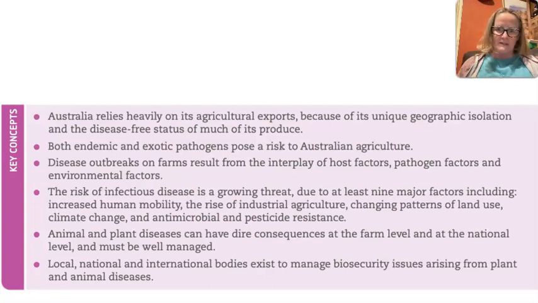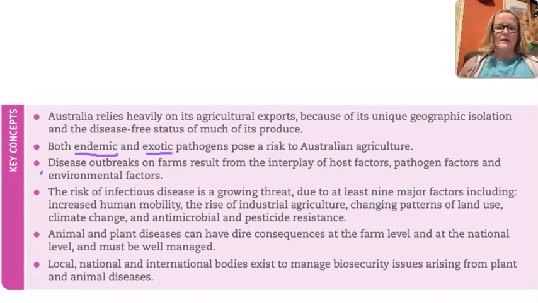So there are risks when it comes to thinking about Australian agriculture, both risks of diseases that already exist here and that might come in. So we need to be really careful to consider both of those risks.